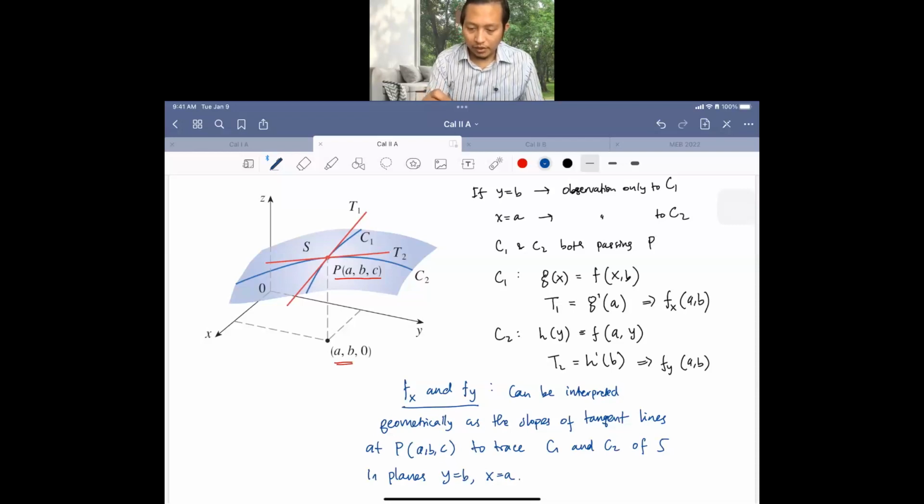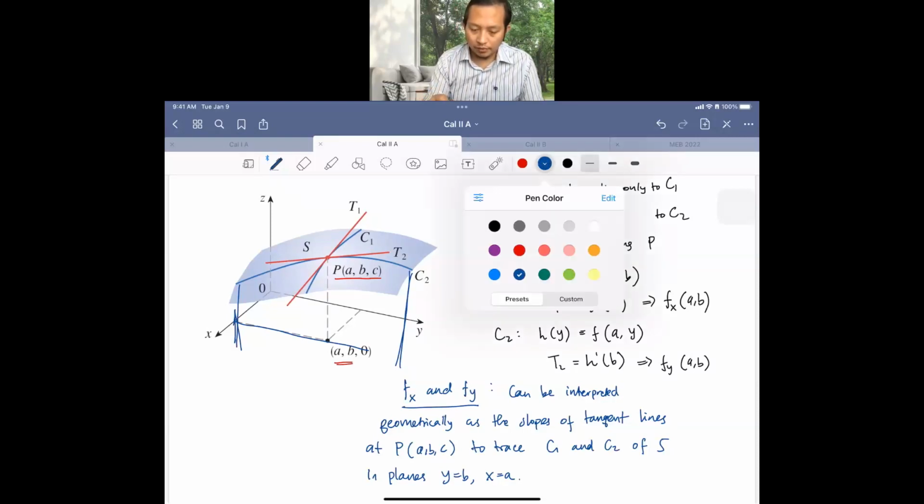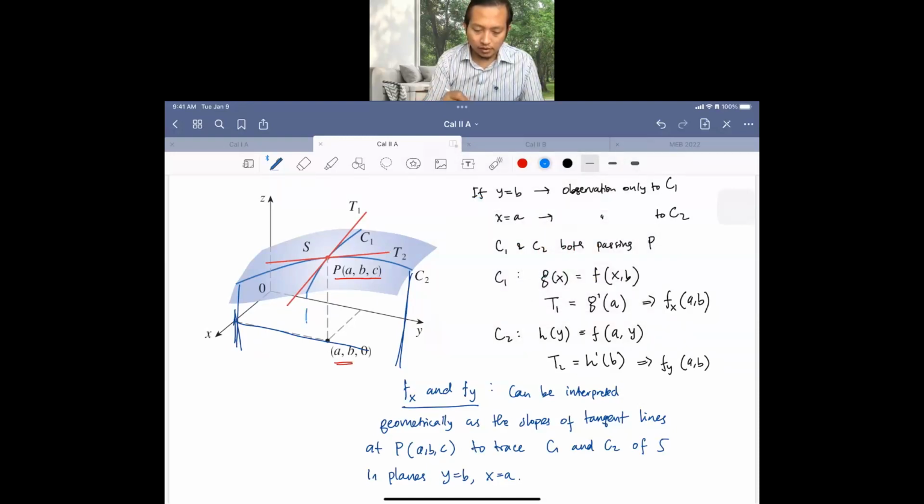So the plane means, when we have in x, for example, here we have a plane like this, right? And this will be showing that the curve C2 is on x equals A, and C1 is on y equals B. Okay, I hope you can see clearly from this plane right over there.